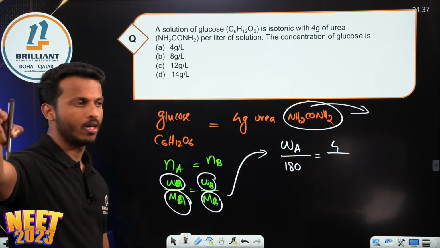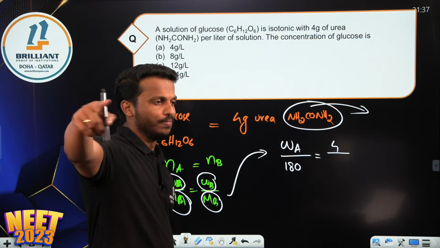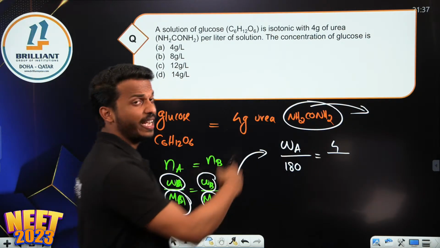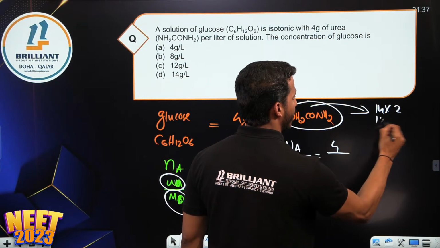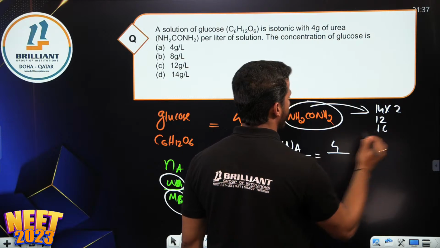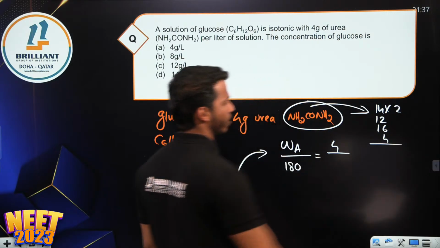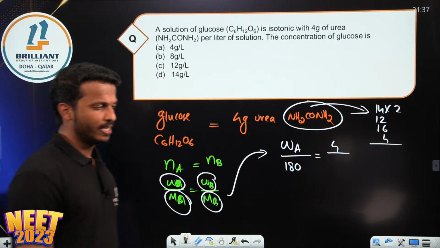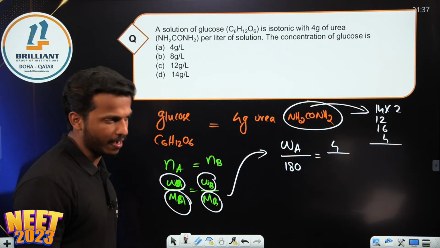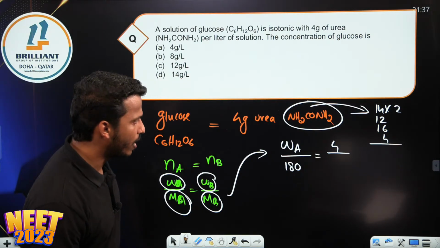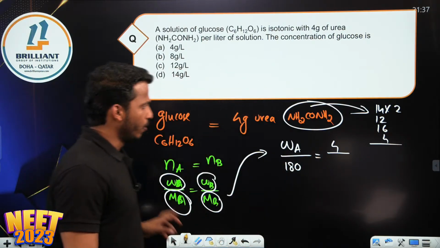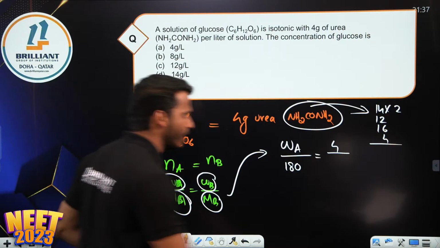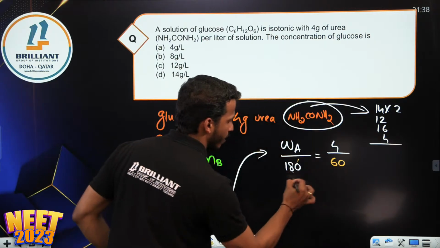What's the next digit? There are 2 nitrogens. Nitrogen 14 into 2, 1 carbon, that is 12, 1 oxygen 16, and total 4 hydrogens, 4. That's around 6 as the first digit. Second, what is the molecular mass of urea? 60, right? So that's equal to what? 60. So we can cut it, dear all.